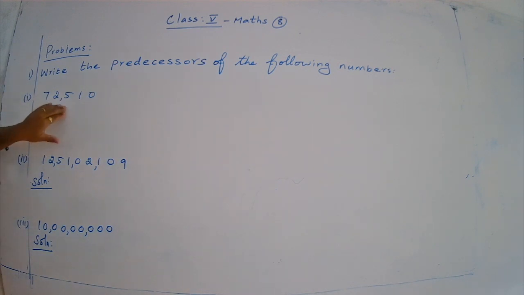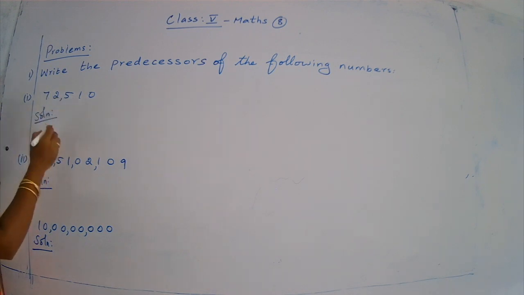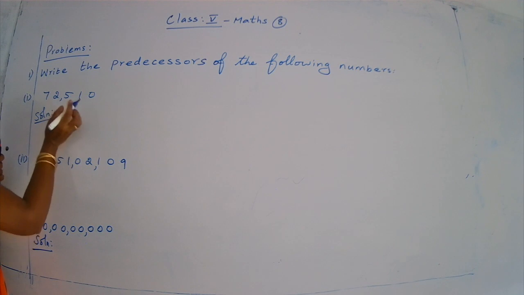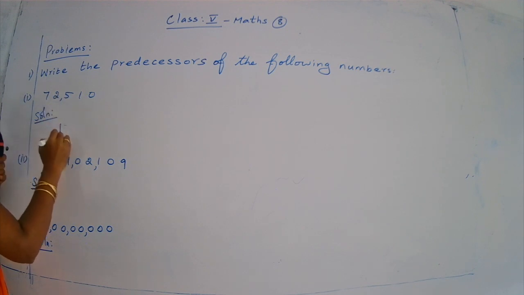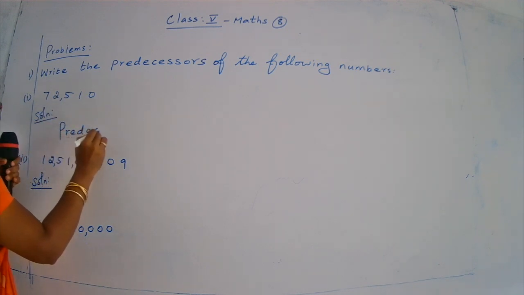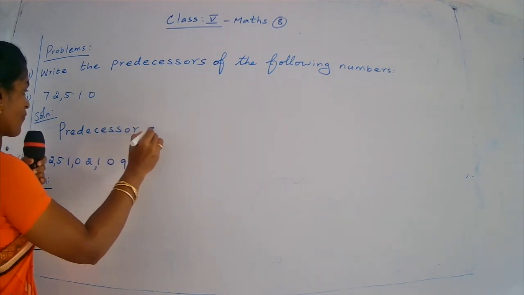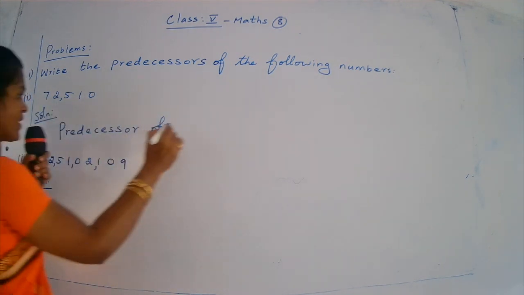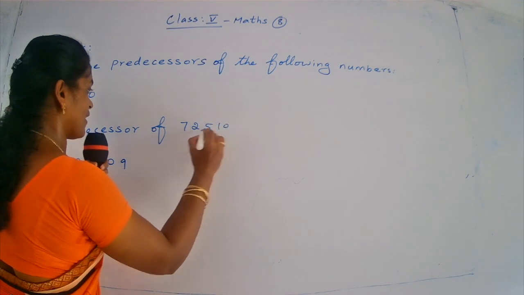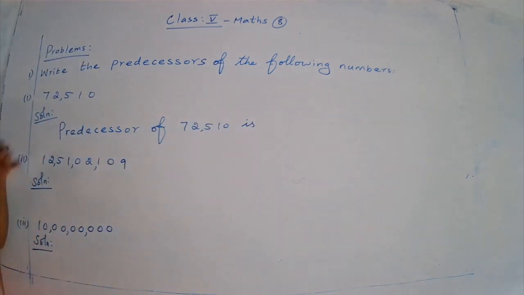Okay, now you see the question. 72,510. So the predecessor of 72,510 is, say the answer. Therefore predecessor of how much? 72,510. Okay, what is the answer? Predecessor means a number one less than the given number.